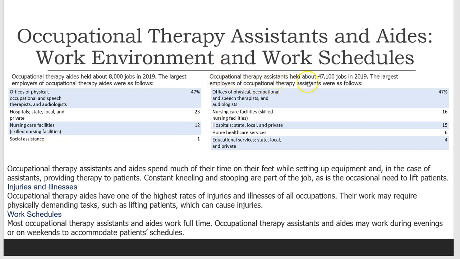Occupational therapy assistants held about 47,100 jobs in 2019. The largest employers of occupational therapy assistants were as follows: offices of physical, occupational, and speech therapists and audiologists, 47%; nursing care facilities, skilled nursing facilities, 16%; hospitals, state, local, and private, 15%; home health care services, 6%; educational services, state, local, and private, 4%.